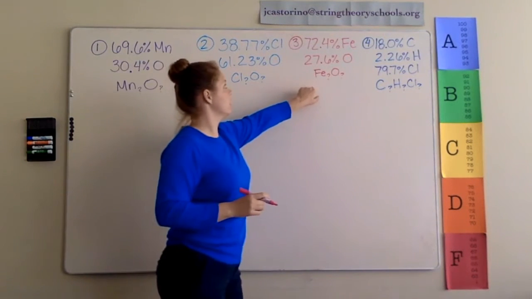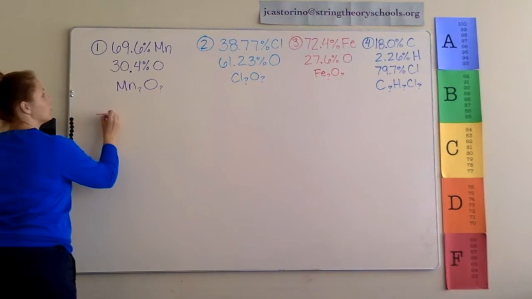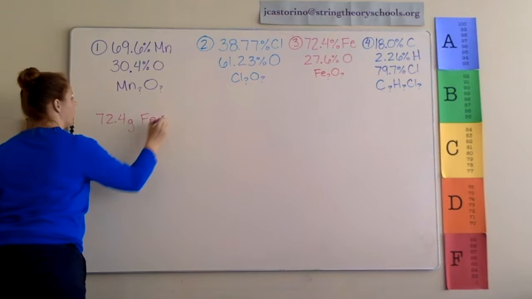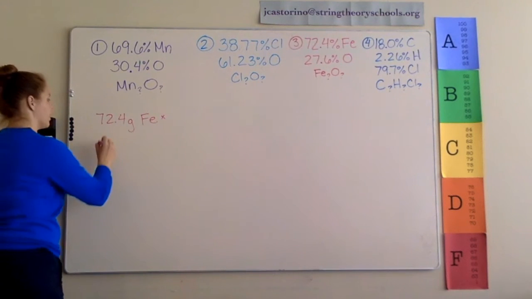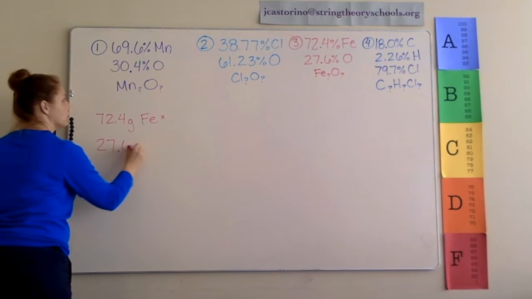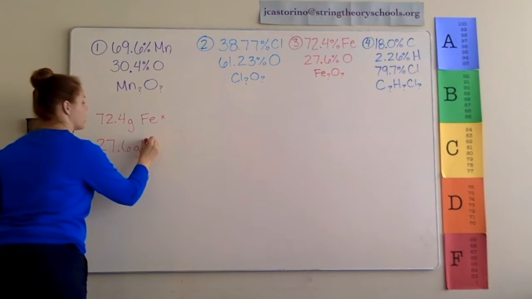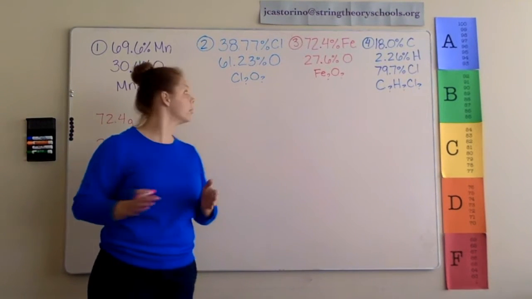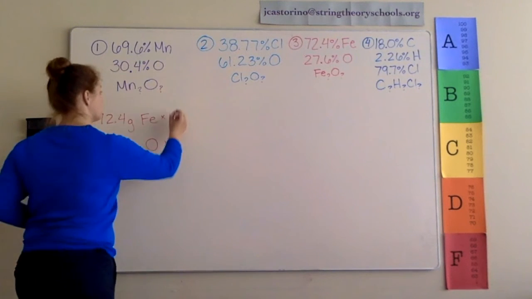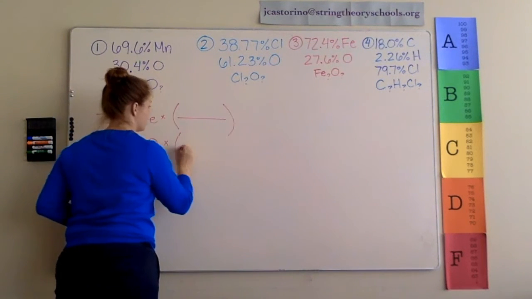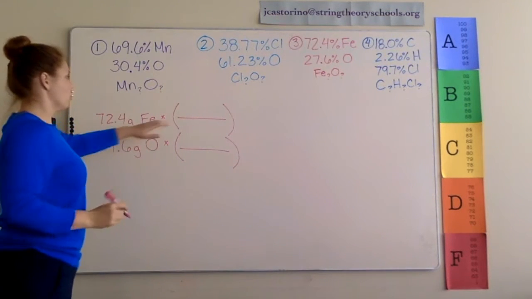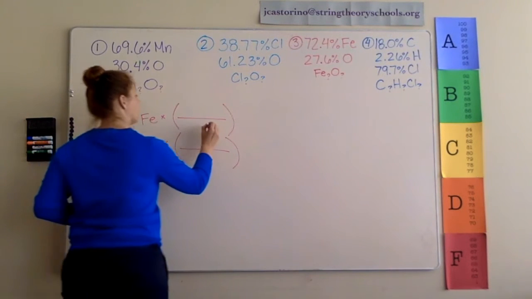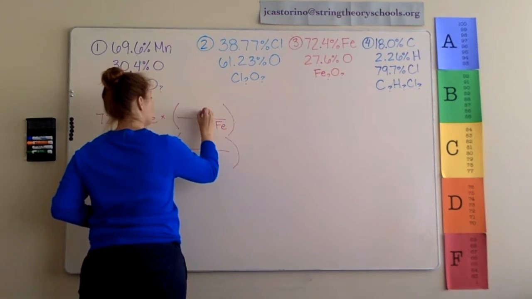Number 3. We start by writing out our percentages as grams. So we have 72.4 grams of iron, 27.6 grams of oxygen. We want to convert from grams to moles first. We're going to do so with our conversion factors here. Remember, we always start from the bottom, now we're here. Starting with our units here, grams of iron to moles of iron.